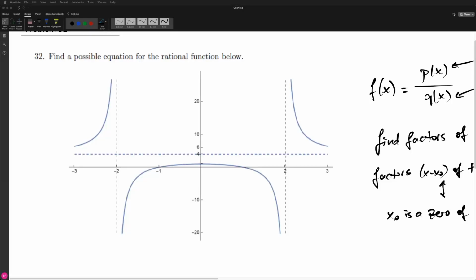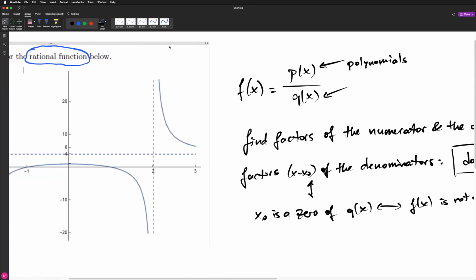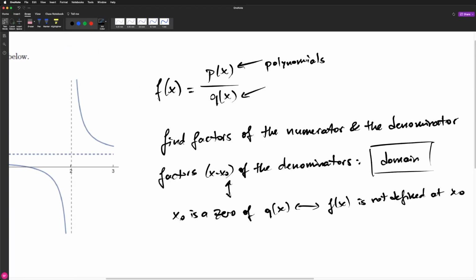Find the possible equation for the rational function below. Now, a rational function is nothing but a polynomial divided by a polynomial. And polynomials can be written in two ways at least. You can think of them in factored form, something like 5 times x minus 2 squared times x plus 3, or standard form.